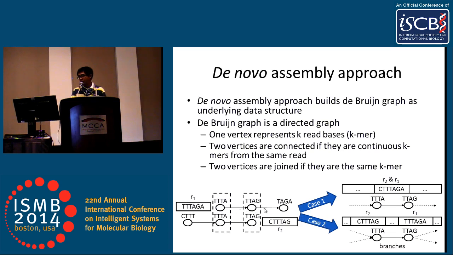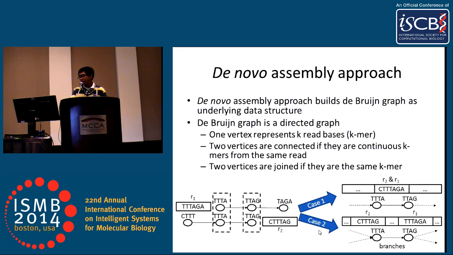And we also connect these two, and these two. We join two vertices if they are the same k-mers. We join these two because they are both TTTA. We join these two because they are both TTAG. And for the join, there are two cases. In case one, if R1 and R2 are in the same genome region, then the join would result in such a linear substructure. This is good because this makes the de Bruijn graph continuous.